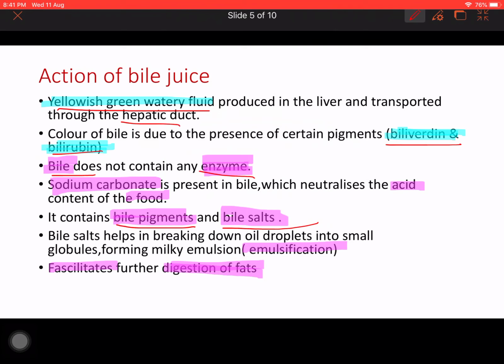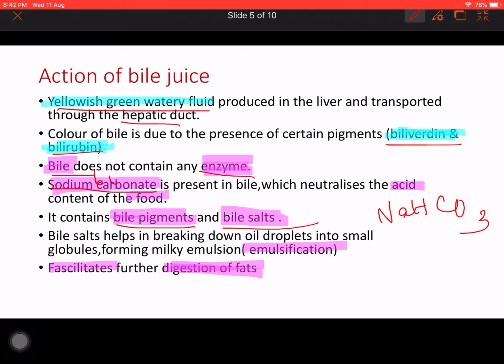Okay, is it clear? So what is present here? We can say that the acid content of this food is neutralized by sodium bicarbonate. Sodium bicarbonate is present, which converts the acidic chyme to alkaline chyme. So fat is also converted to emulsified fat, and the emulsification is done in the small intestine with the help of the bile juice.